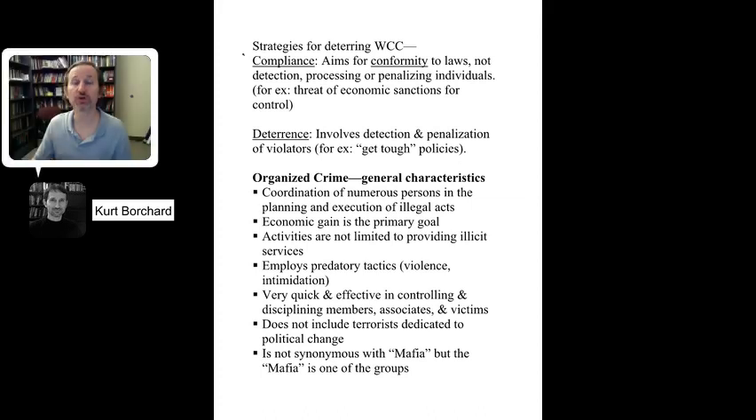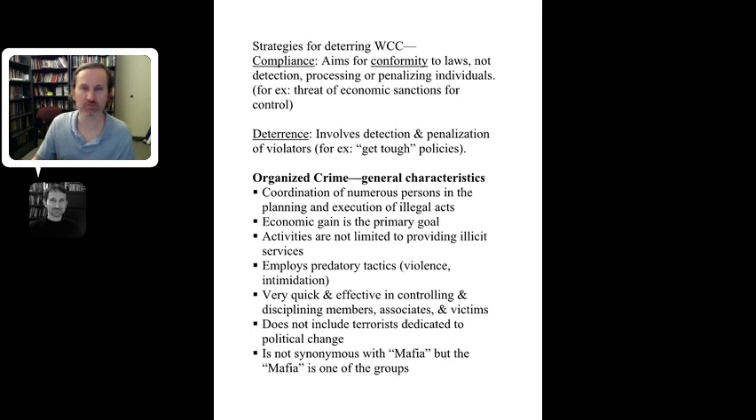What are some ways that we can deter white-collar crime, now that we know some of the different types? There are two ways suggested in your textbook: through compliance and through deterrence. Let's talk about compliance for a minute. This is the idea of trying to get businesses to conform to the law. It says in your textbook that the strategies are to aim for law conformity without the necessity of detecting, processing, or penalizing. At a minimum, they ask for cooperation and self-policing among business communities. Compliance systems, again, attempt to create conformity by giving companies economic incentives to obey the law.